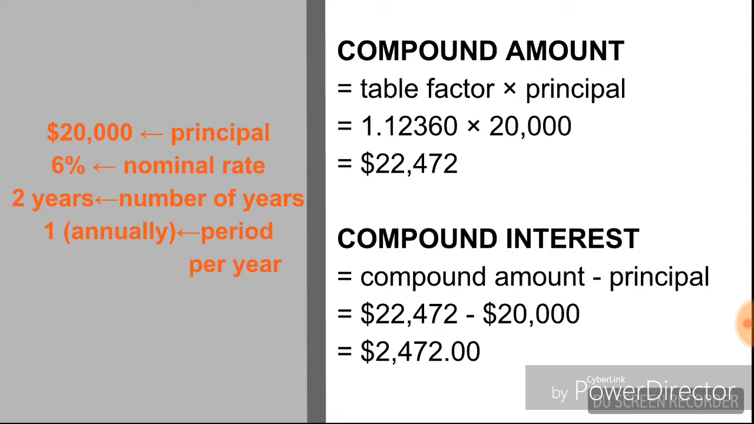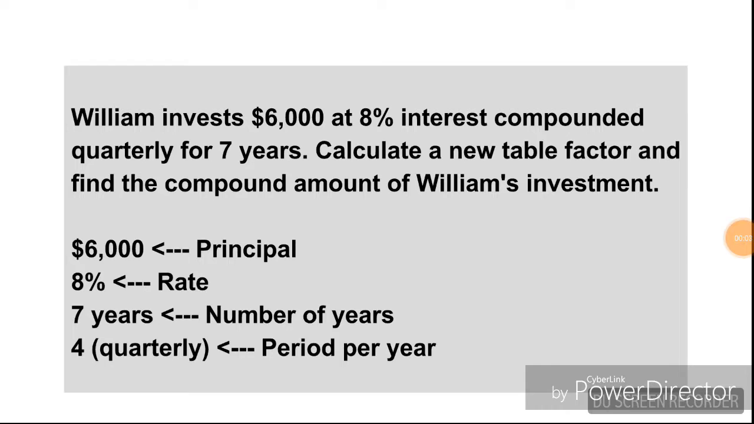$22,472 minus $20,000 equals $2,472. Let us solve another problem. William invests $6,000 at 8% interest compounded quarterly for 7 years. Calculate the new table factor and find the compound amount of William's investment.